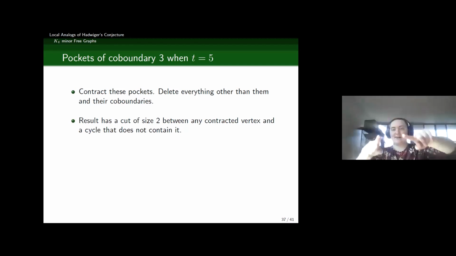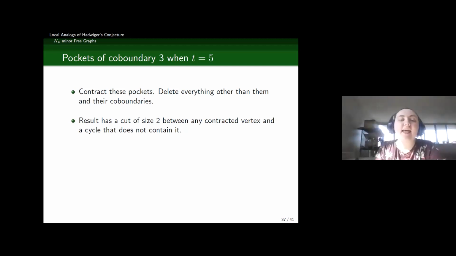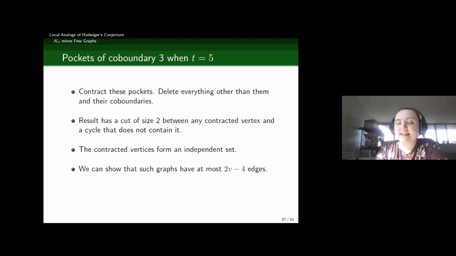If it has 3 disjoint paths to a cycle, you can just contract the cycle back up on top of it, and you end up with that triangle that you couldn't have. So you have these cuts of size 2. The contracted vertices form an independent set. And then with some induction, you can show that graphs with these specifications have at most 2v minus 4 edges.